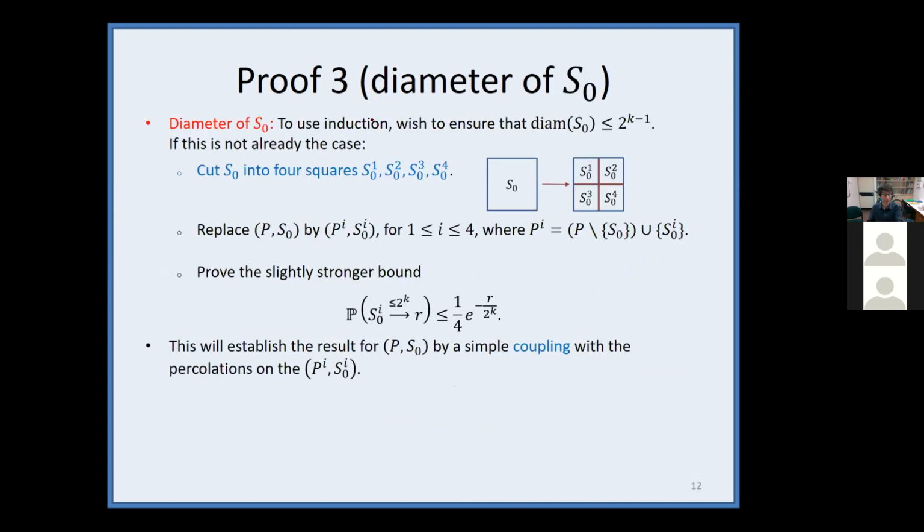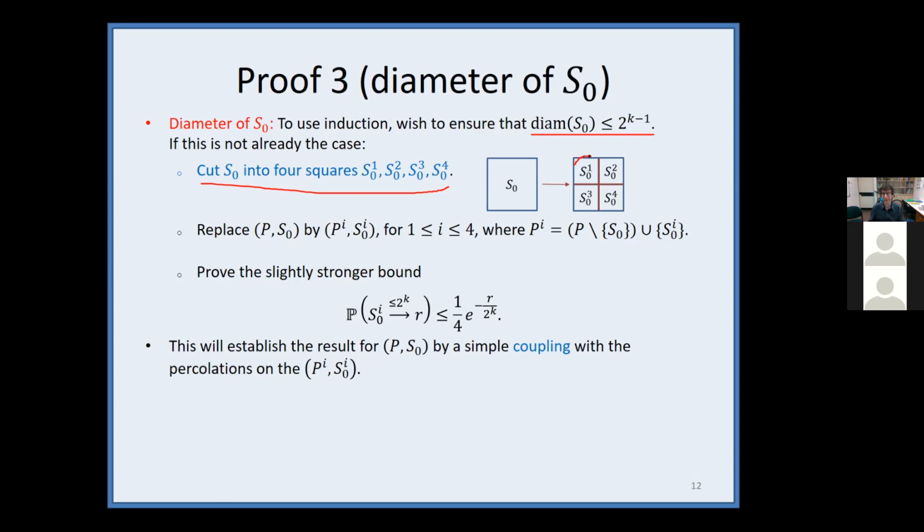Diameter of S0. So in order to obtain that the diameter of S0 is at most 2 to the k minus 1, if this was not already the case, we will cut S0 into 4 squares. This is the place where it's technically convenient to use squares rather than circles. This is a technical point. Again, I will show you a much greater generality afterwards where the argument can be used. So you cut it in 4, and then you consider 4 times the basic problem.